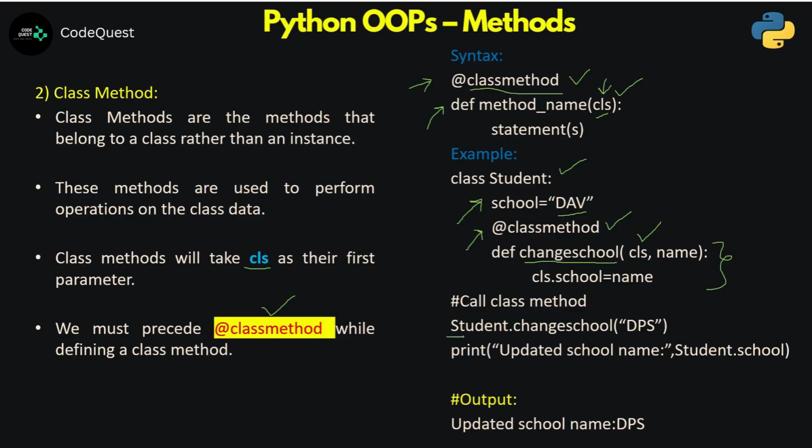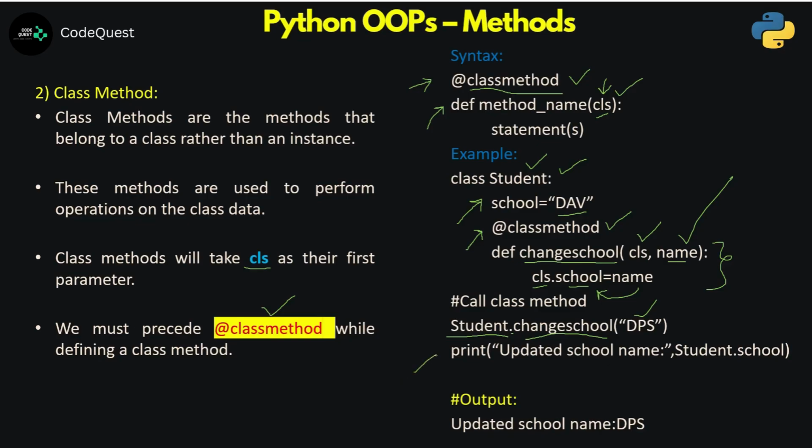Rather, I can take the name of the class. What is the name of the class here? Student, followed by a dot, and then I can just call the name of the method with the required parameter, that is name. Then what will happen? DPS is copied into this name, and that DPS is now assigned to the variable school. Along with this cls.school, I am trying to update this school value with DPS.